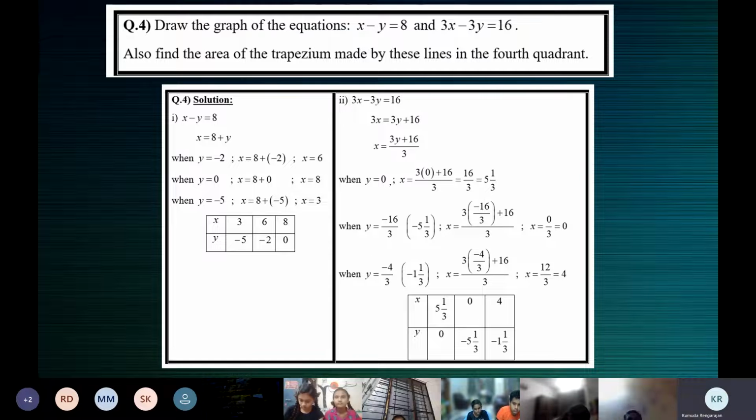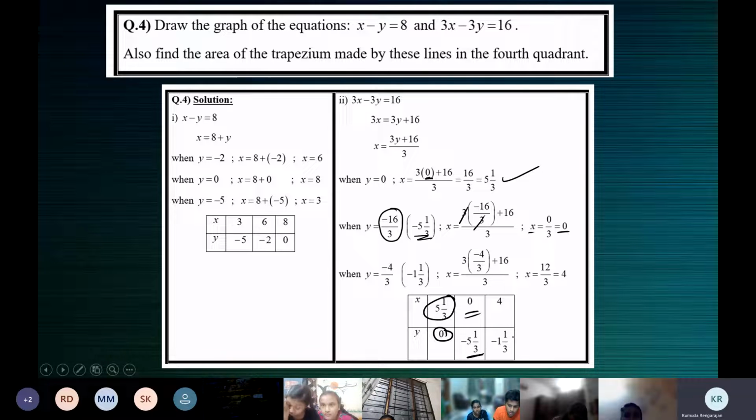See, first when y is 0, x is equal to 5 1 by 3. So when y is 0, be very careful when you fill it in the table. When y is 0, x is 5 1 by 3. Then next, when y is minus 16 by 3, I explained why I took minus 16 by 3. So when you use minus 16 by 3 in place of y, 3 cancels. Minus 16 plus 16 is 0. 0 by 3 is 0. So x is 0. X is 0 for what value of y? Minus 5 1 by 3. That is minus 5.3.